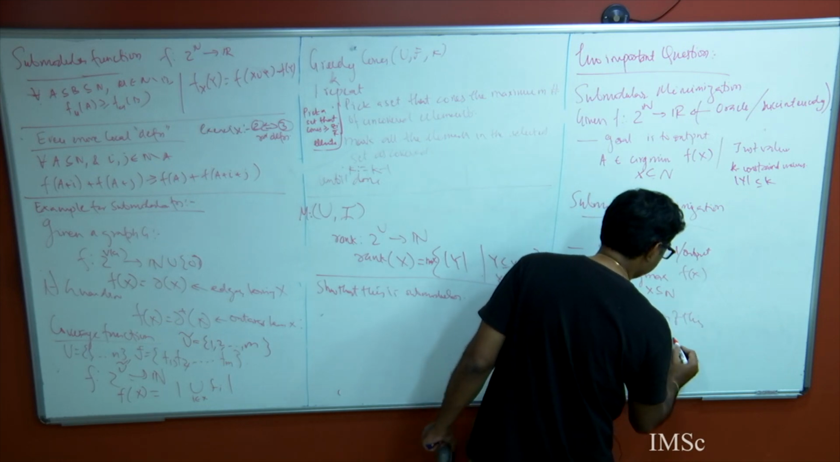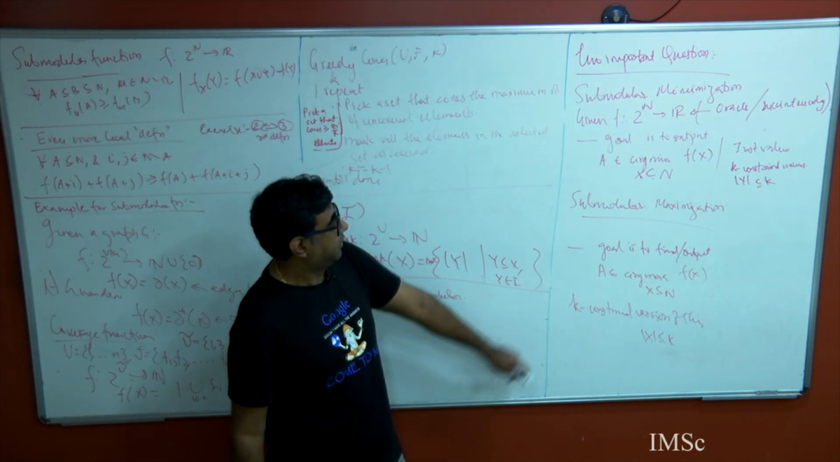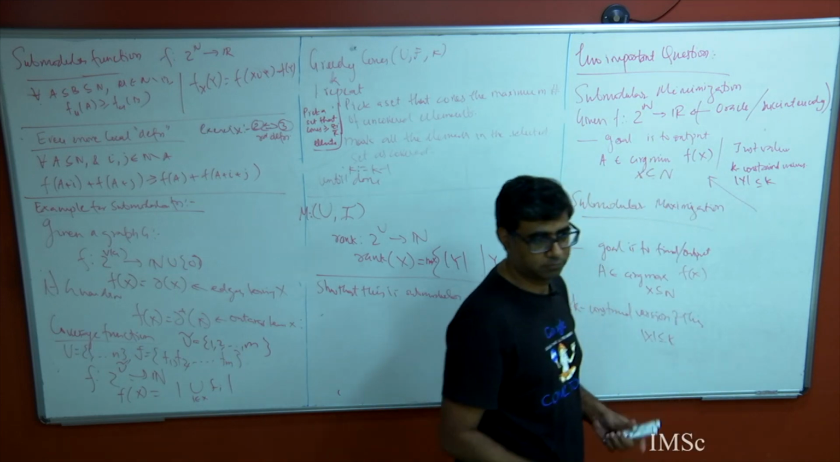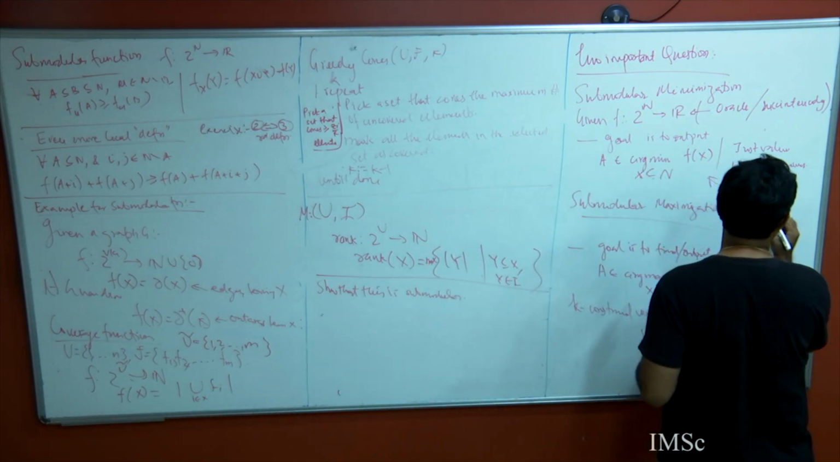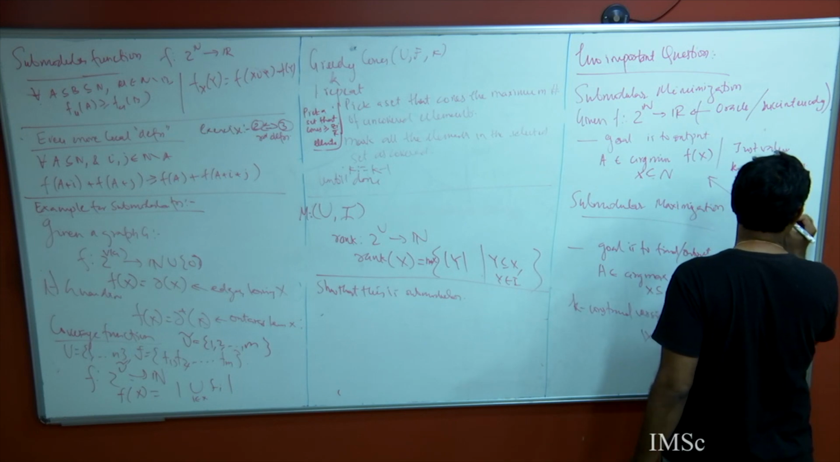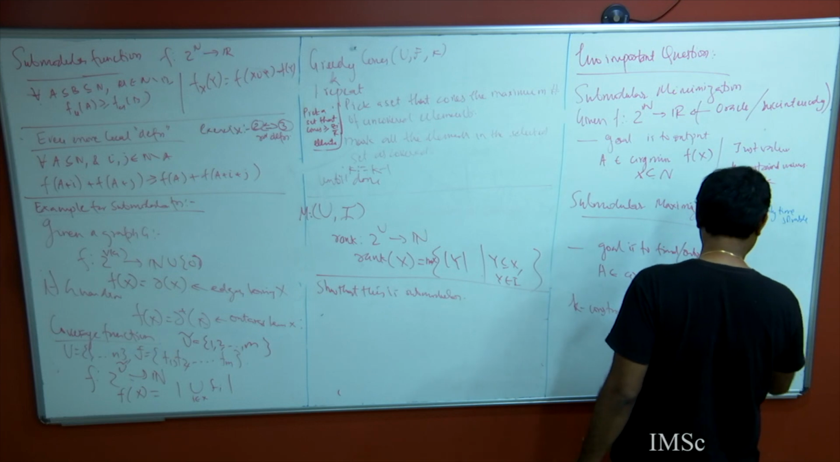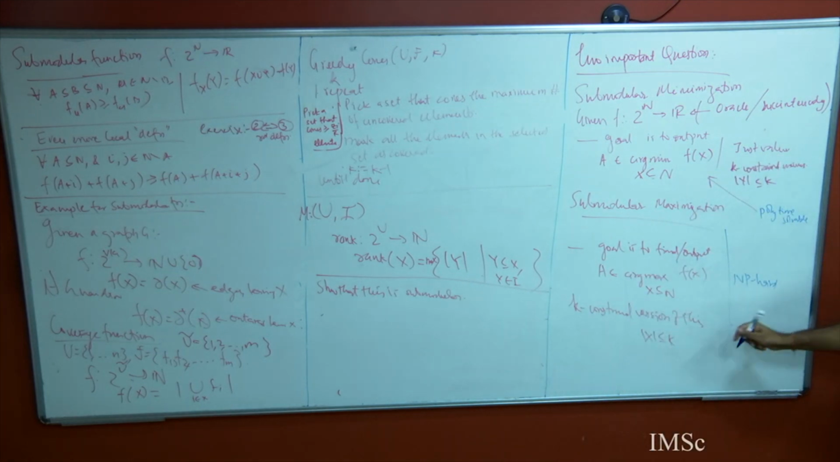Mod x. Additionally, I want x to be mod less than or equal to k. But here, this problem is polytime solvable. Okay, this is P time solvable, polytime solvable. This is NP hard. Can you say why this is NP hard? At least this version.